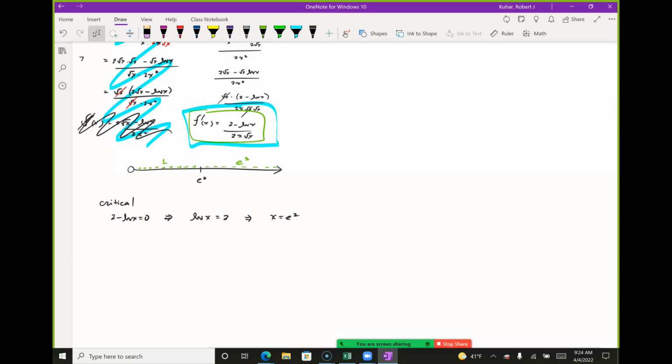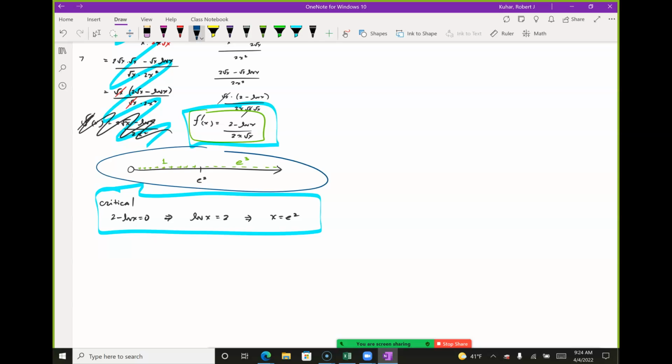Now we got a critical value of e squared. There's my critical value of e squared. And then I checked my test values were 1 and e cubed, just because I know if I plug those into the numerator, I can get an easy answer. And then there's my first derivative test, but then I didn't write a conclusion because I know the issue was either your derivative or it was finding the critical value.